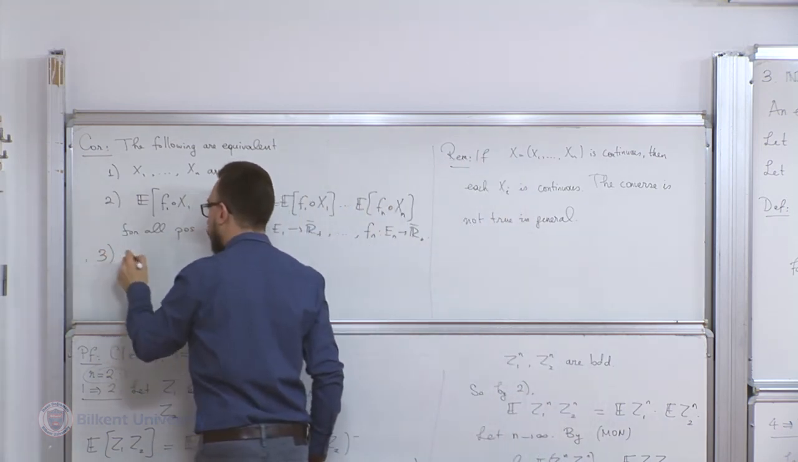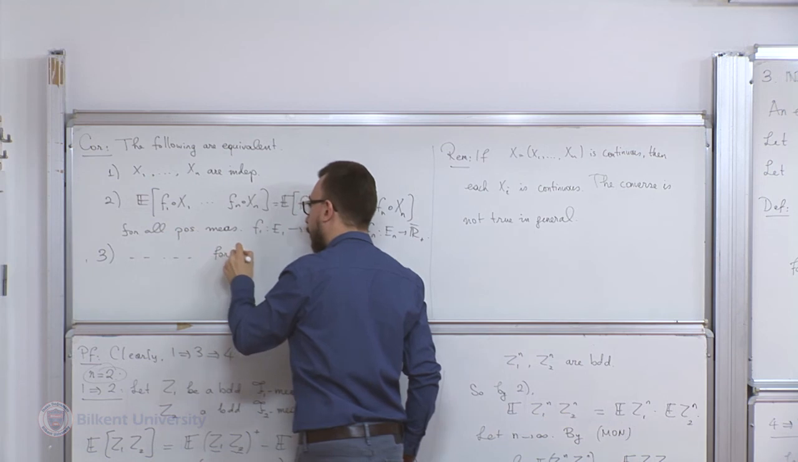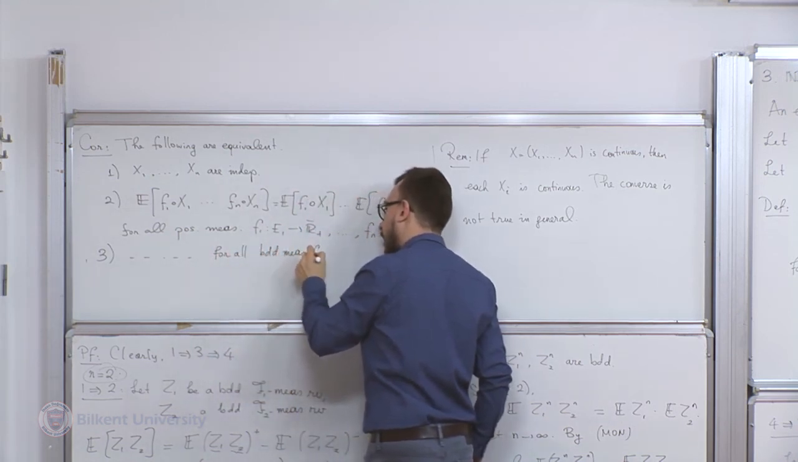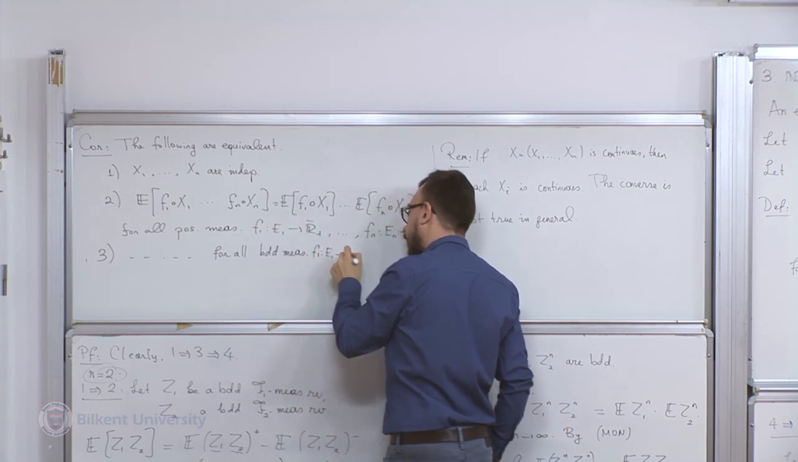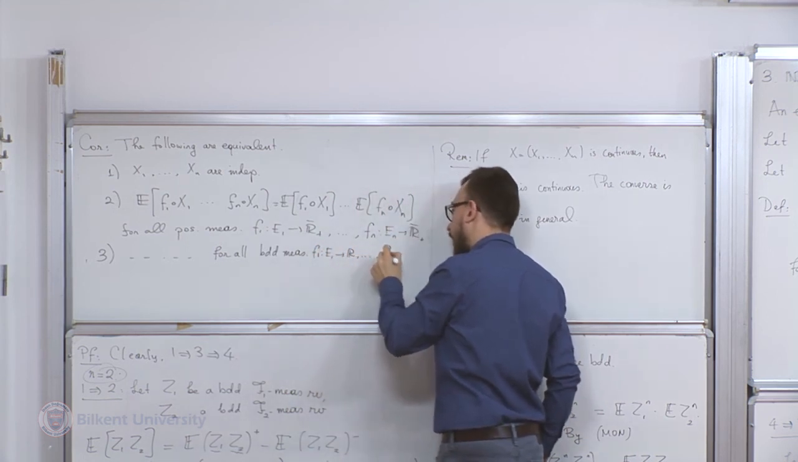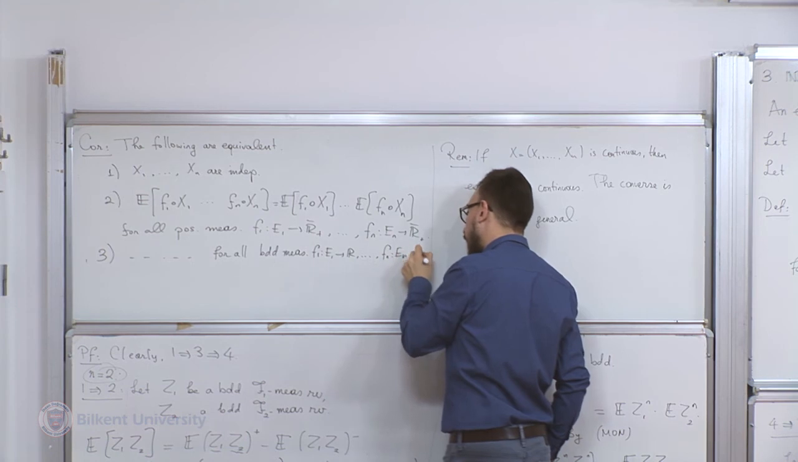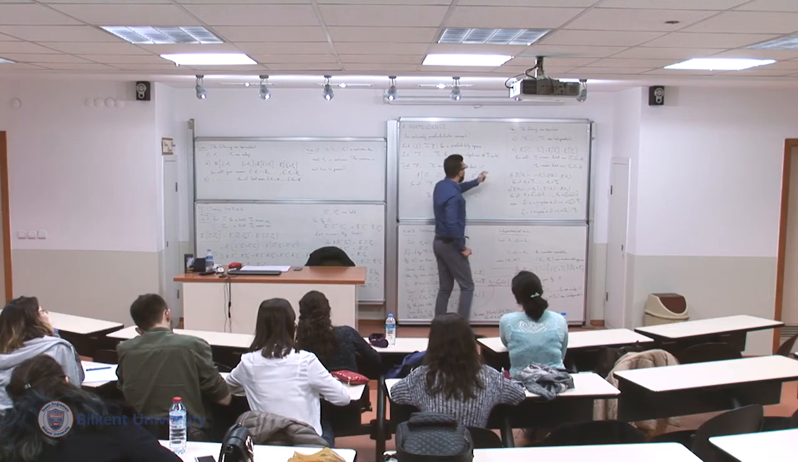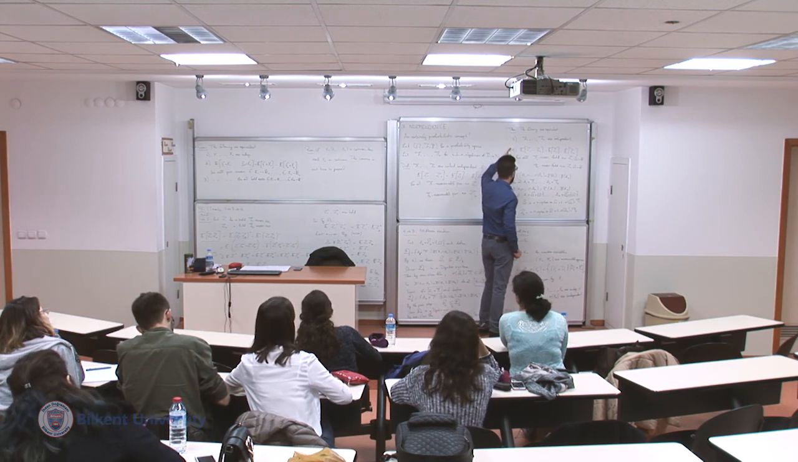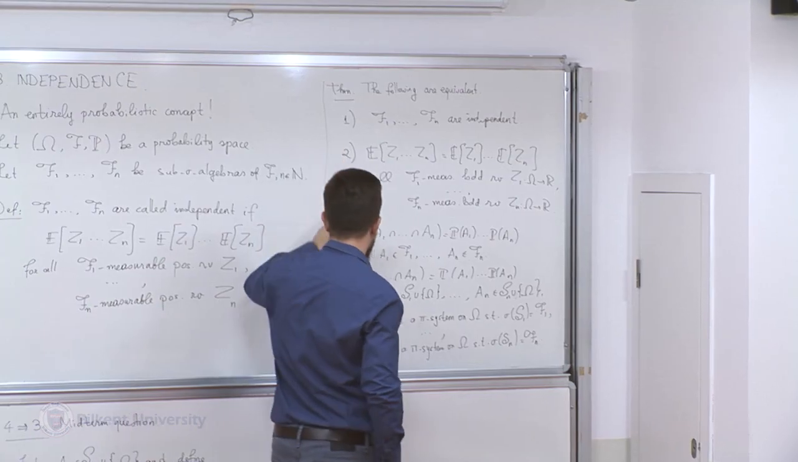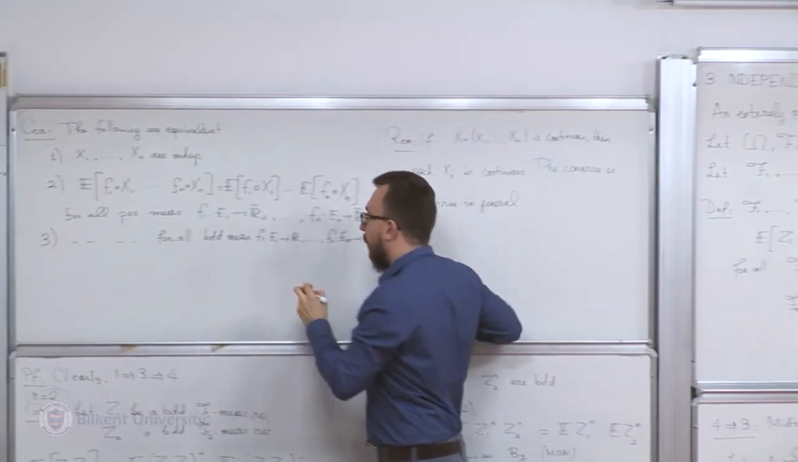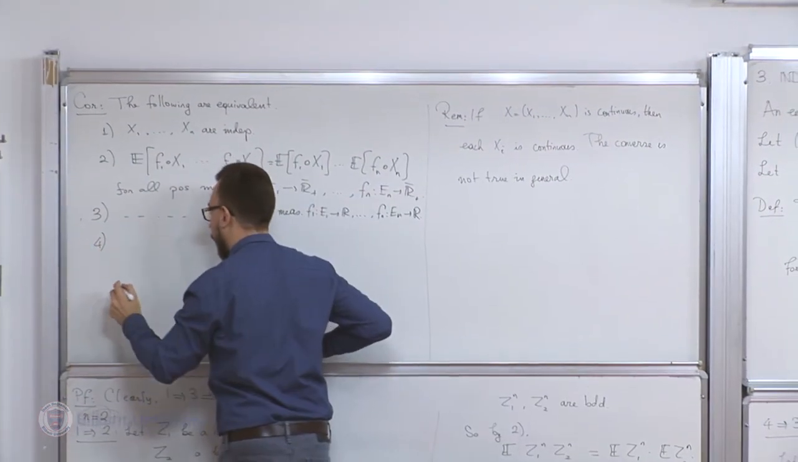You can rewrite the same thing for all bounded measurable F1 from E1 to R and Fn from En to R. So I'm just rewriting the definition of 1 here, the meaning of 2 here, and now we're going to write down 3 and 4. They're going to become 4 and 5 here.